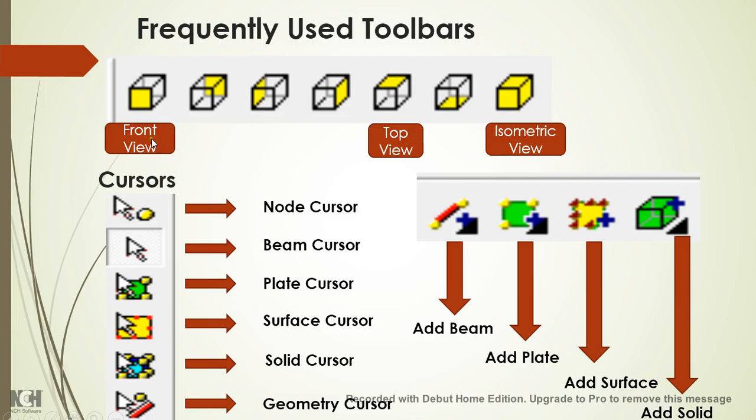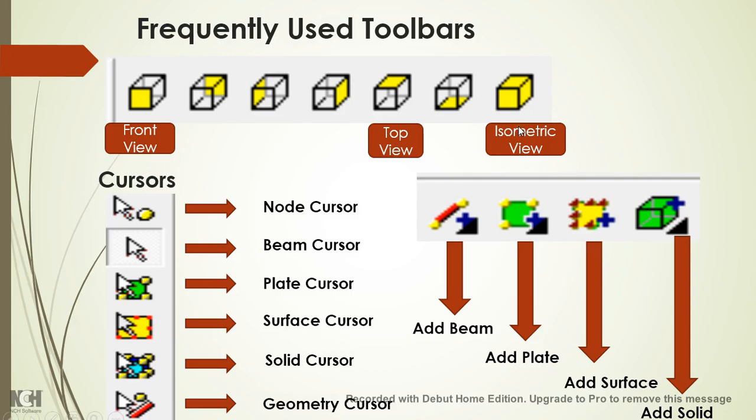For this problem I need only 3 views. That is, I need a front view. The top view is not required, but if you want, we can see it. But for this problem we can go for the front view as well as the isometric view.